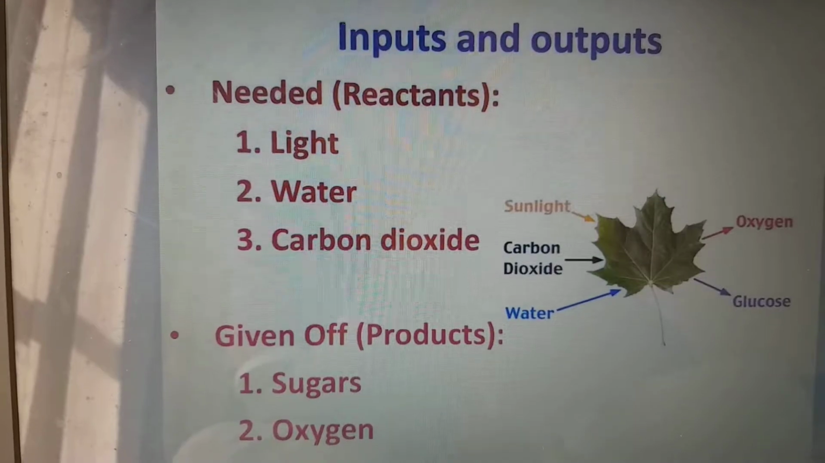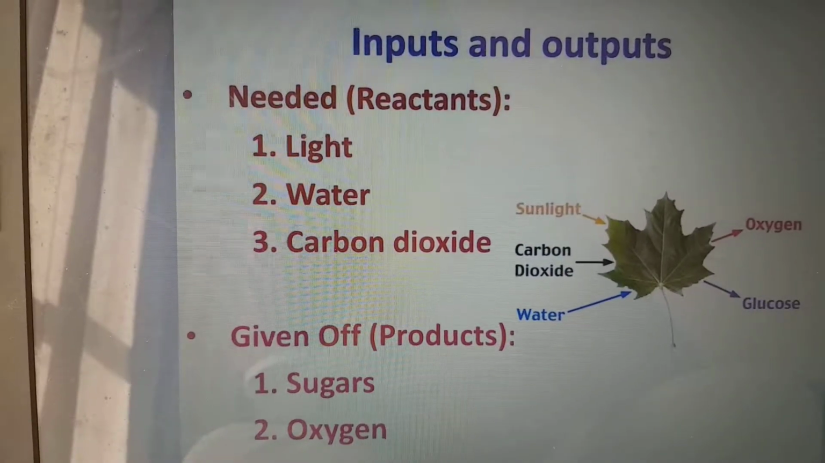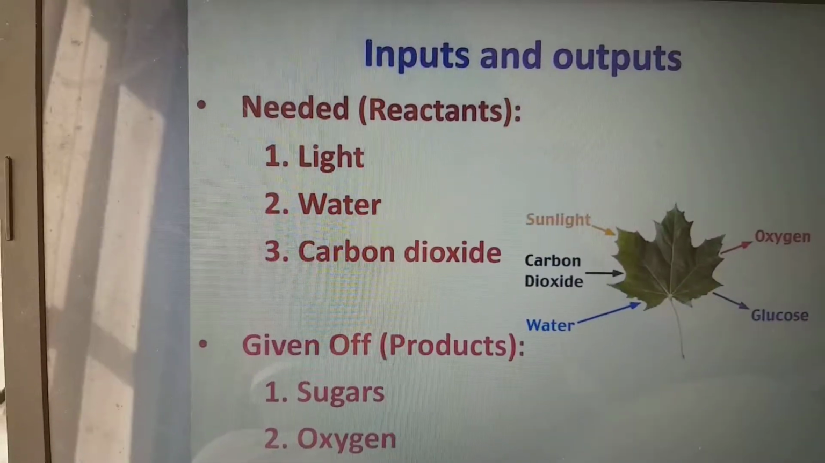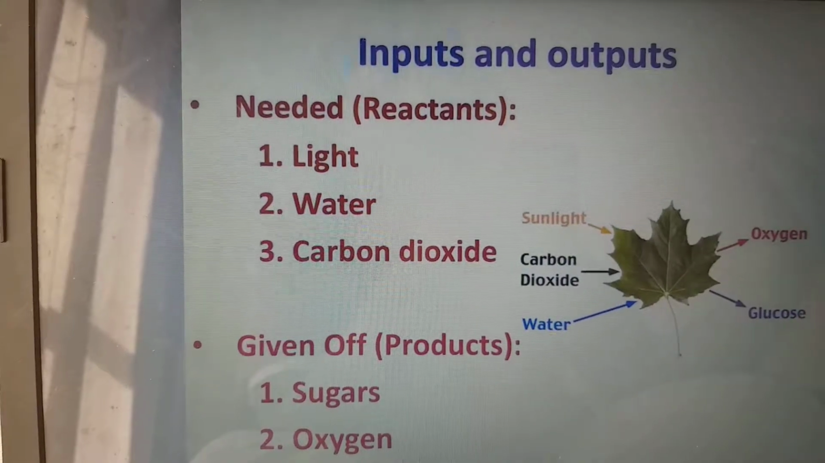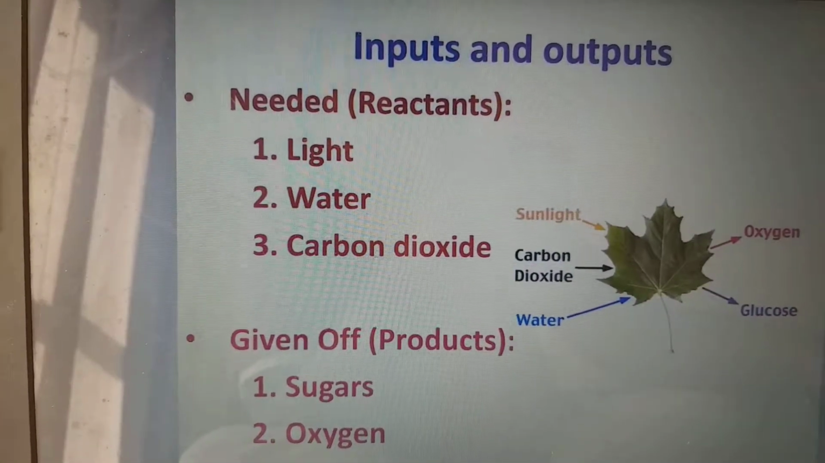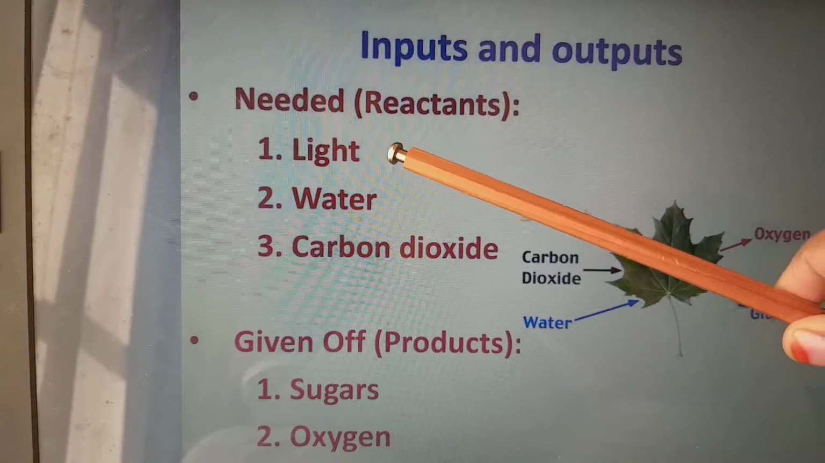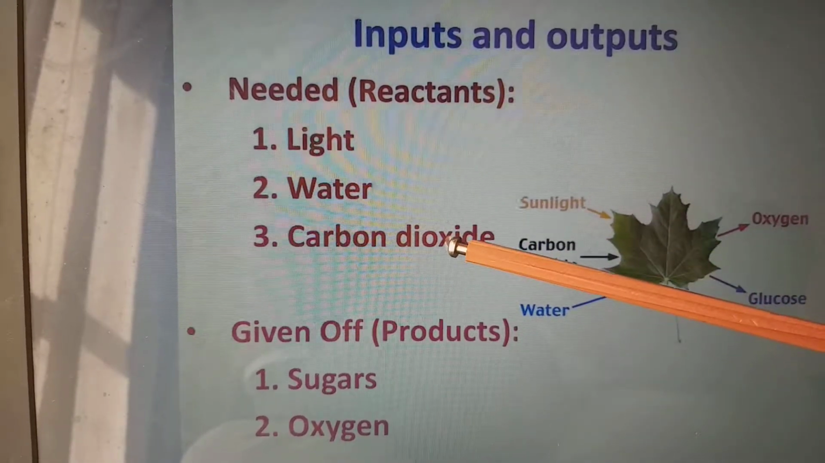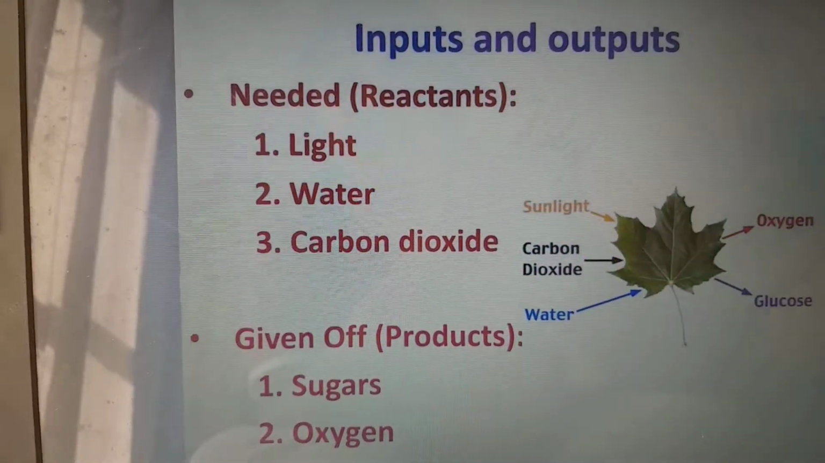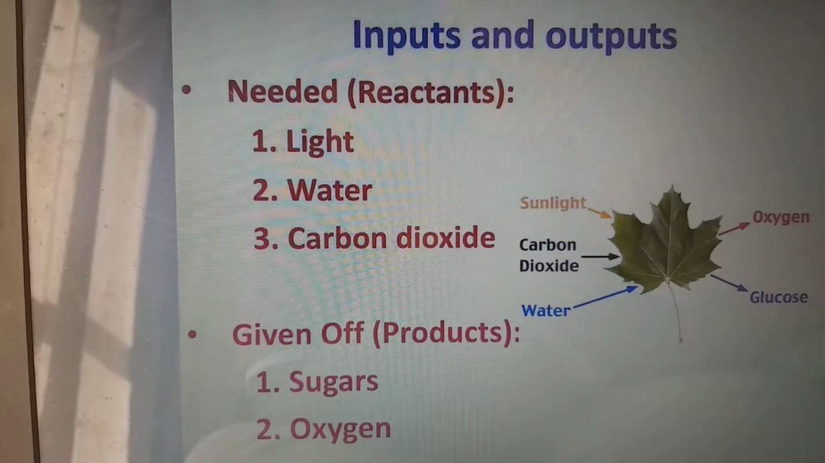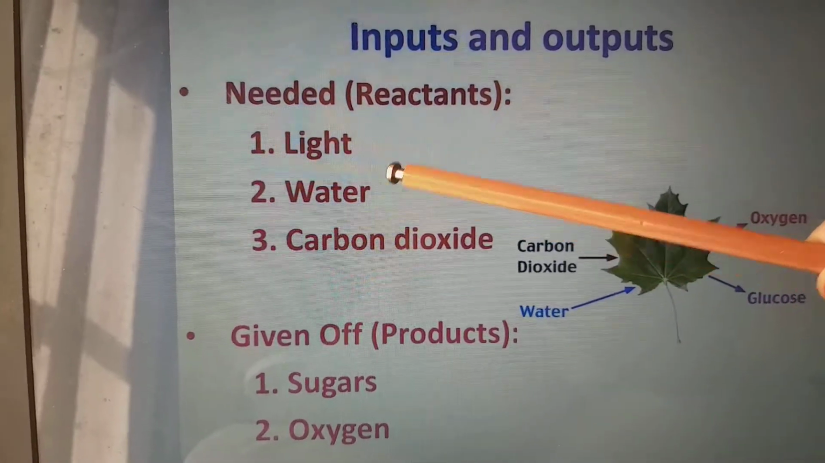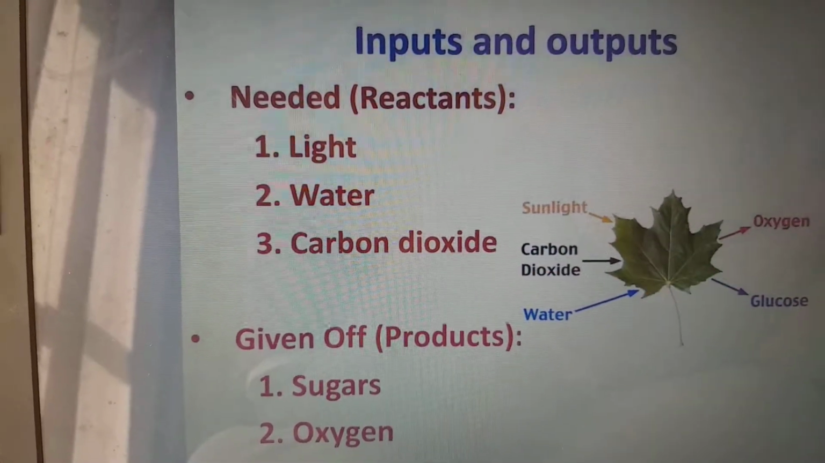And coming to the inputs and outputs, what is needed and what is being eliminated, what is being given off. Coming to the needed or reactants, we need light, water and carbon dioxide. For example, we need light energy, so we have to keep the plants in the sun as well as pour water. And the carbon dioxide will come from the air.